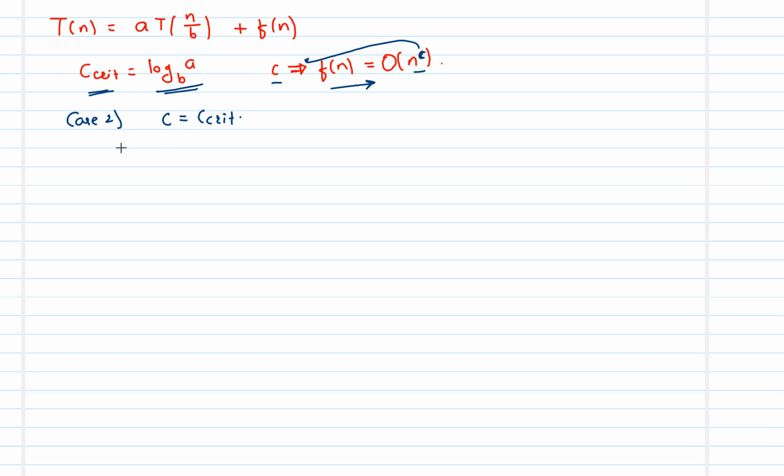Now under this case 2 we have 3 sub cases, that is 2a, I'll just write here 2b and then 2c. Now what are these sub cases? Now let's say we have f(n). Instead of representing it only as big O of n to the power c, we can represent it also as n to the power c times log n to the power k.